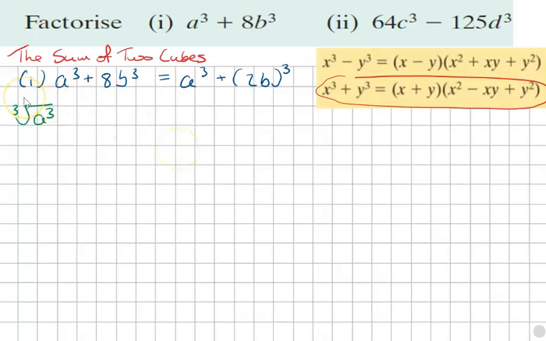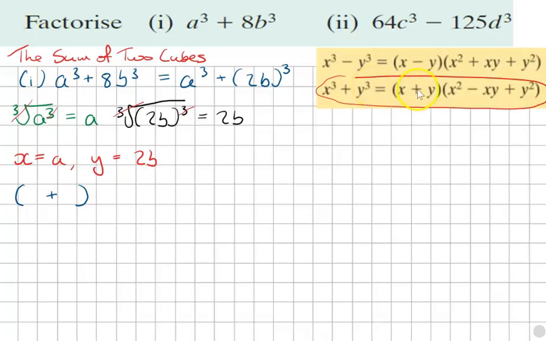So we're going to get the cube root of a cubed. So the cube root and the cubed will cancel, leaving us with a. And we're going to get the cube root of 2b to be cubed. So we apply the cube root, and then the cube root and the cubed will cancel, leaving us with 2b. So x is equal to a and y is equal to 2b. And now we just sub into the formula and simplify.